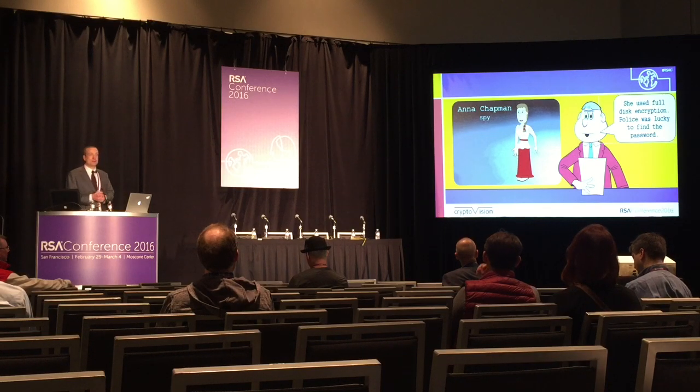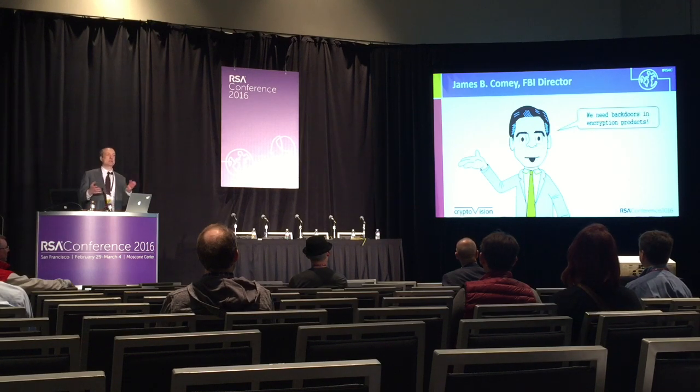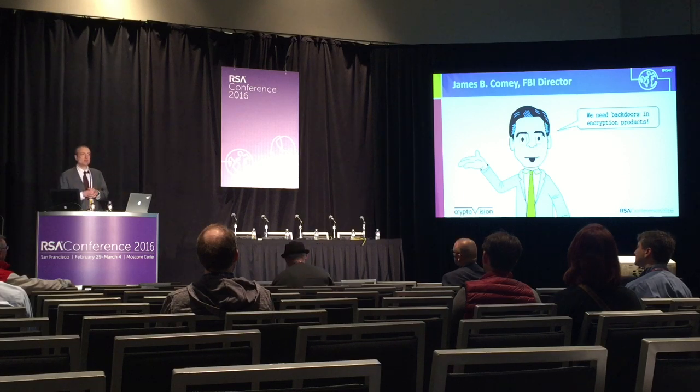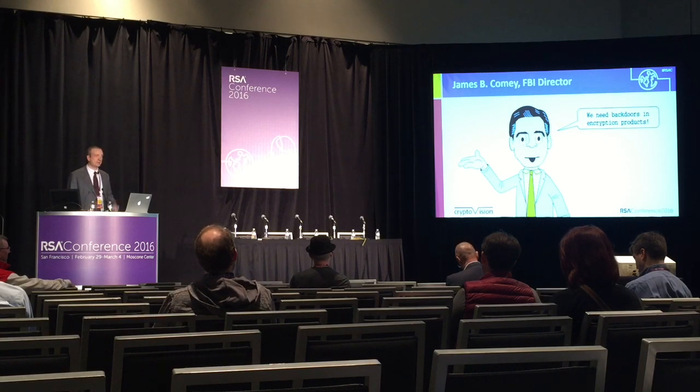Well, if we are speaking about these two criminal cases, cases like these led FBI Director James Comey 1.5 years ago to say something like, we need backdoors in encryption products. So the police, if they need access to encrypted files, it would be very helpful for them to have a backdoor in these products, and it would help police a lot. This is what James Comey said.